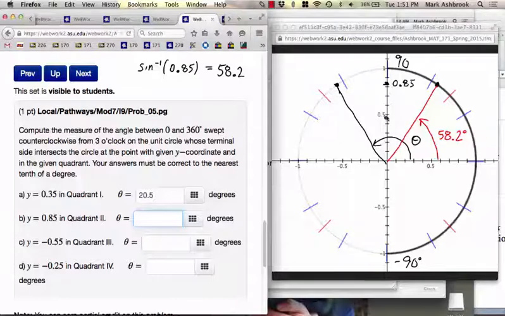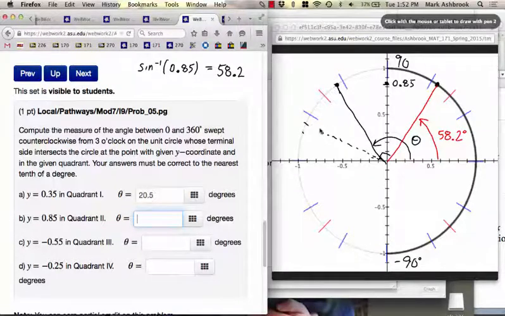Was there a hand in the back? Yeah, please. Can we just add 58.2 plus 90? Will that work? If we did that, 58.2 plus 90 would be like this. Well, that's not perfect, but that was a little bit too much. It would take us to, because that's a right angle all the way to there, so that won't work. Do you see that? Other comments?